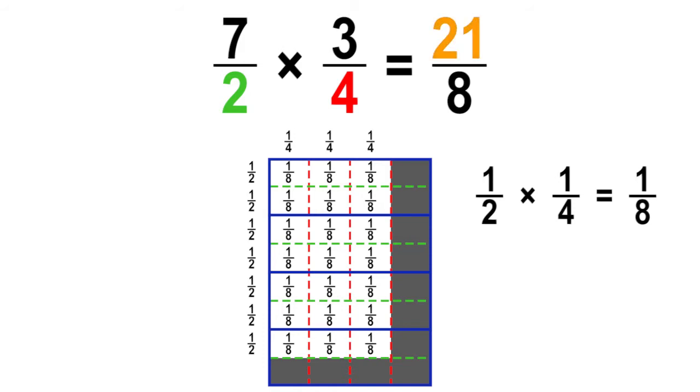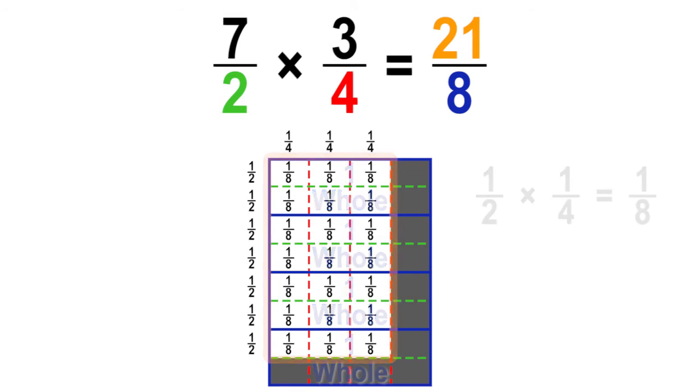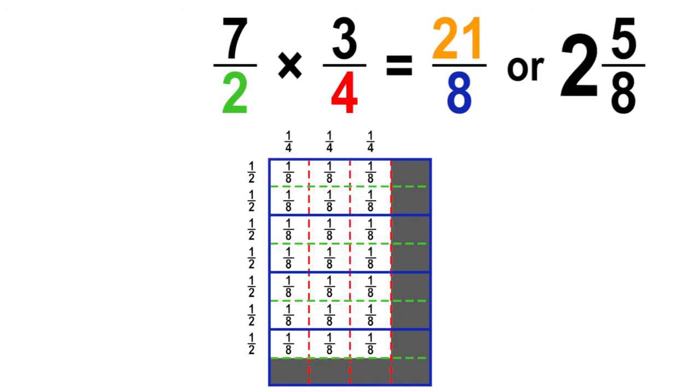The numerator 7 times 3 represents how many I have, or 21. The denominator 2 times 4 represents how big is one whole, in this case 8ths. In total we have 21/8. The mixed number would be 2 wholes and 5/8.